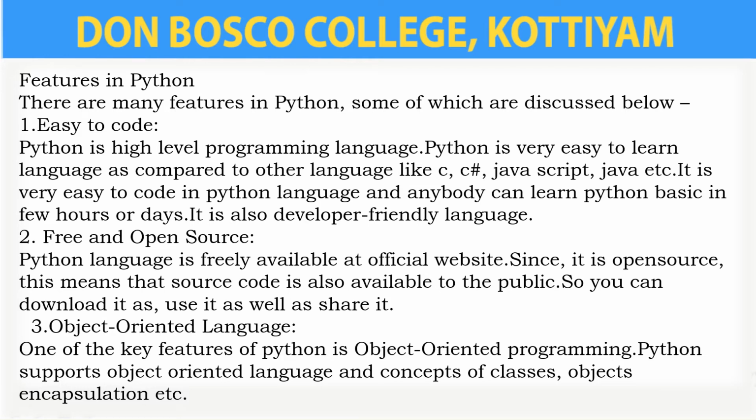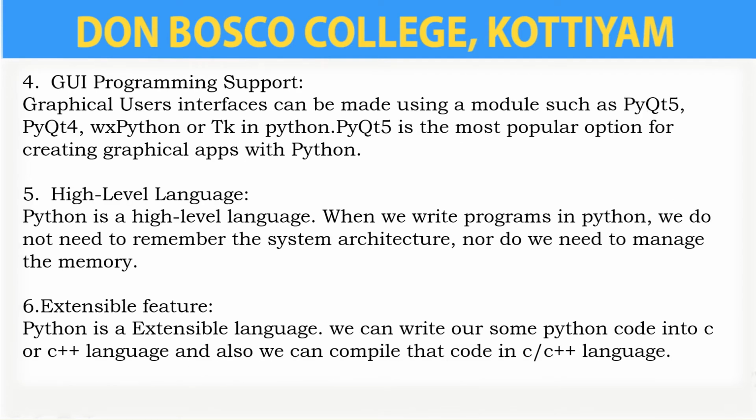Next, it is an object oriented programming language. Python is a programming language that supports classes and objects. Next feature is GUI programming support, that is the graphical user interface. It supports graphical user interfaces, and some of the GUI options are Tkinter, PyQt5, etc., which are popular options for creating graphical applications with Python.